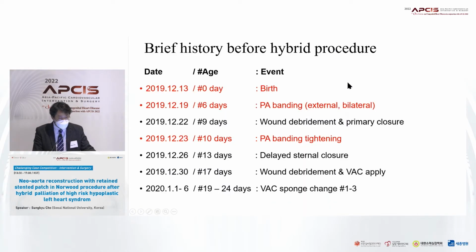I want to tell first a brief history before the hybrid procedure. At the age of 6 days, I performed bilateral pulmonary banding, and then we found a wound problem. 3 days after pulmonary banding, banding tightening was performed because of unstable vital signs. But at that time, the wound problem got worse, very serious and extensive. So we applied a vacuum sponge, changed every 2 or 3 days.